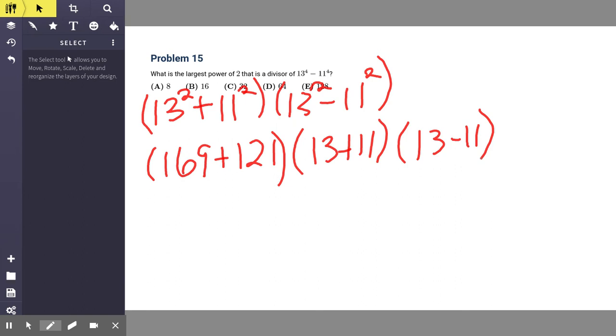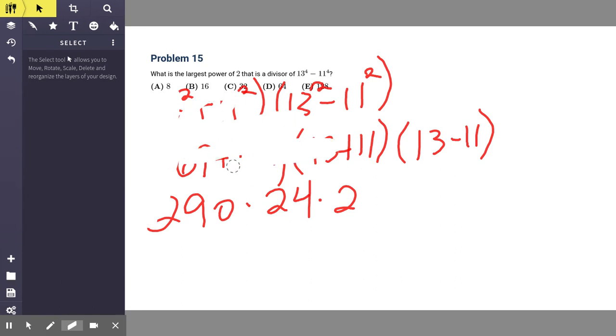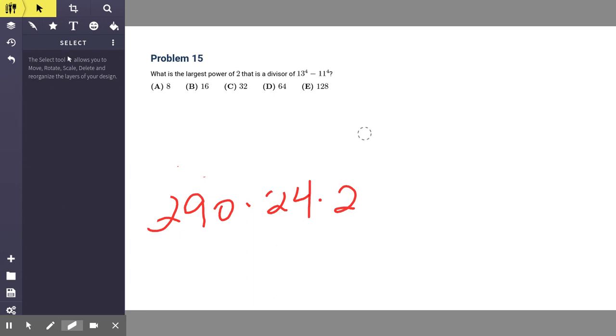So you get 290 times 24 times 2. And so this problem is asking for the largest power of 2, which is a divisor of 13 to the 4th power minus 11 to the 4th power. So a divisor is the same thing as a factor, which means we need to use prime factorization to find how many 2's are in this equation.